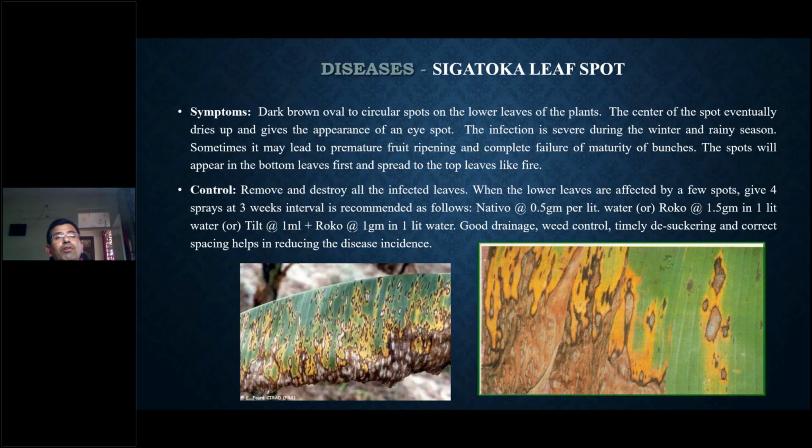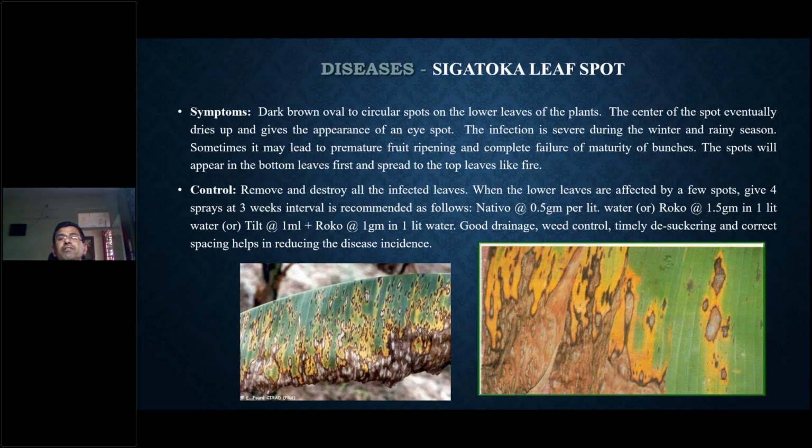Next is Sigatoka leaf spot. Sigatoka leaf spot is like a wildfire actually, it spreads. The spores are carried by wind from an infected plant to other plants, even from an infected field to a neighboring field. The disease starts from the lower leaves of the plants. You can see an eye-shaped black spot, a brown spot with a hollow center.